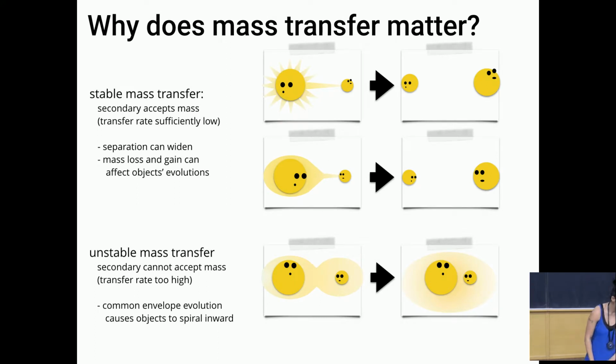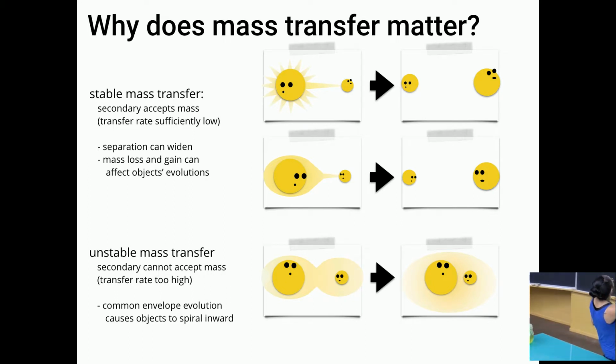And this is going back to mass transfer. So for the first two scenarios where you only have one object overfilling its Roche lobe, what I was saying is you have this sort of slow, medium mass transfer. That's also known as stable mass transfer. Stable mass transfer simply means that the recipient star is able to accept all of that extra mass. And it's stable, and it accepts the mass, and it just accretes onto that star and becomes part of the star.